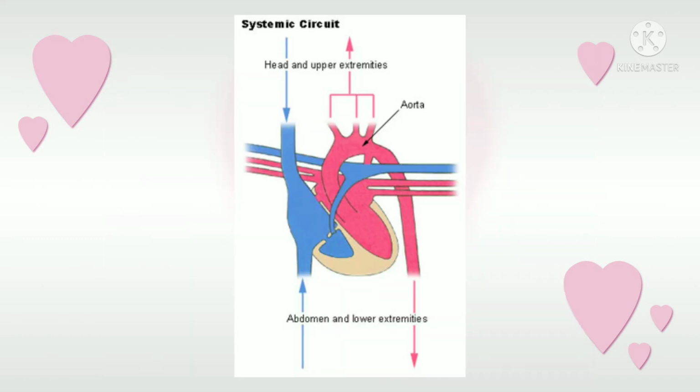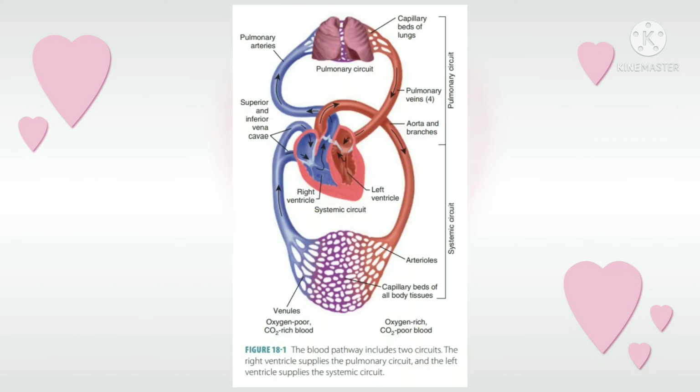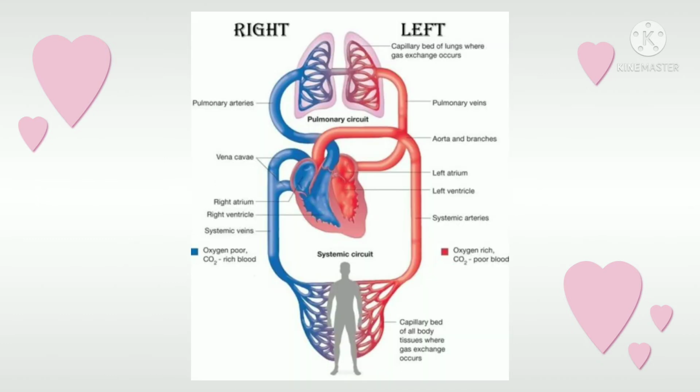The blood circulation. The circulatory system has two types of circulation. The pulmonary circulation, which is the movement of deoxygenated blood from the heart and into the lungs, and the systemic circulation, which is the movement of oxygenated blood from the heart to the different parts of the body.